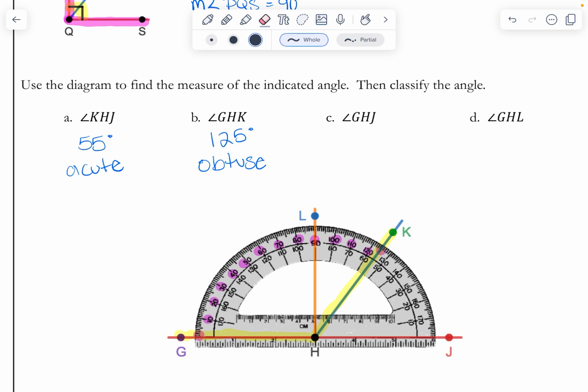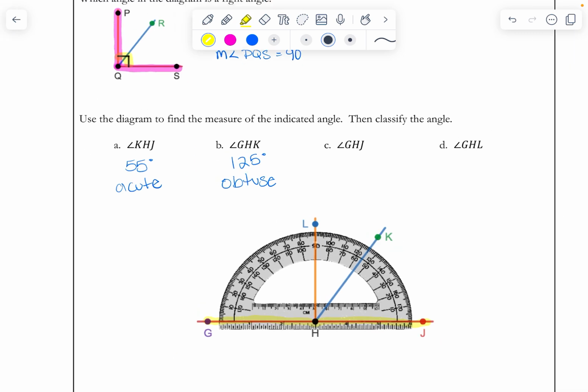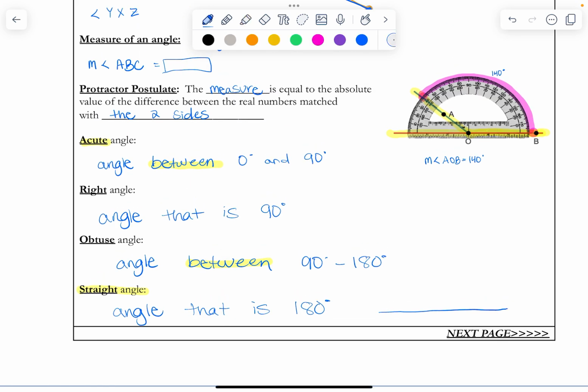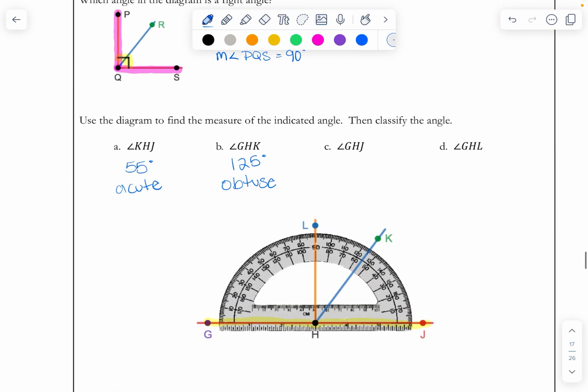All right, so let's erase those markings so we don't get confused. Next one is GHJ. Notice this is a straight line. If we go back to our definitions, we talked about straight angles and we used this red line in the diagram as our example. So that is an angle that is exactly 180 degrees, and GHJ is an example of those. So GHJ is going to be 180 degrees, and it is a straight angle.